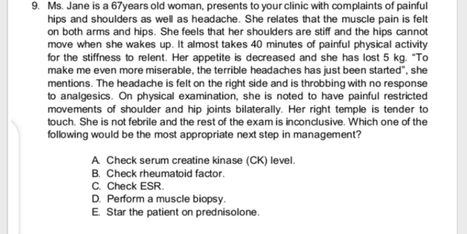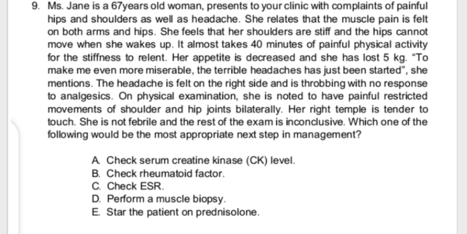Question number 9. Miss Jane is a 67-year-old woman who presents to your clinic with complaints of painful hips and shoulders as well as headache. She reports that the muscle pain is felt on both arms and hips. She feels that her shoulders are stiff and the hips cannot move when she wakes up. It takes almost 40 minutes of painful physical activity for the stiffness to end. Her appetite is decreased and she has lost 5 kilograms. To make matters worse, a terrible headache has just started. She mentions the headache is felt on the right side and is throbbing with no response to analgesics.